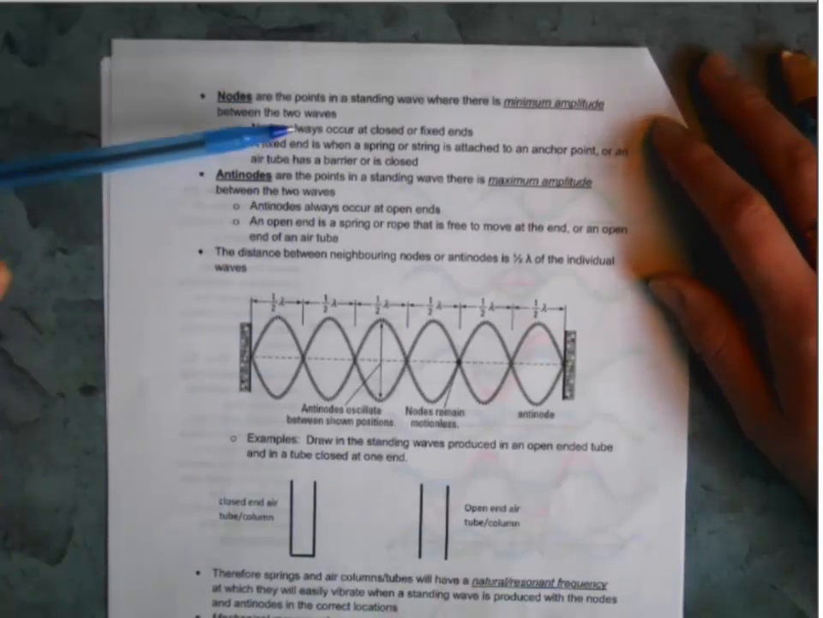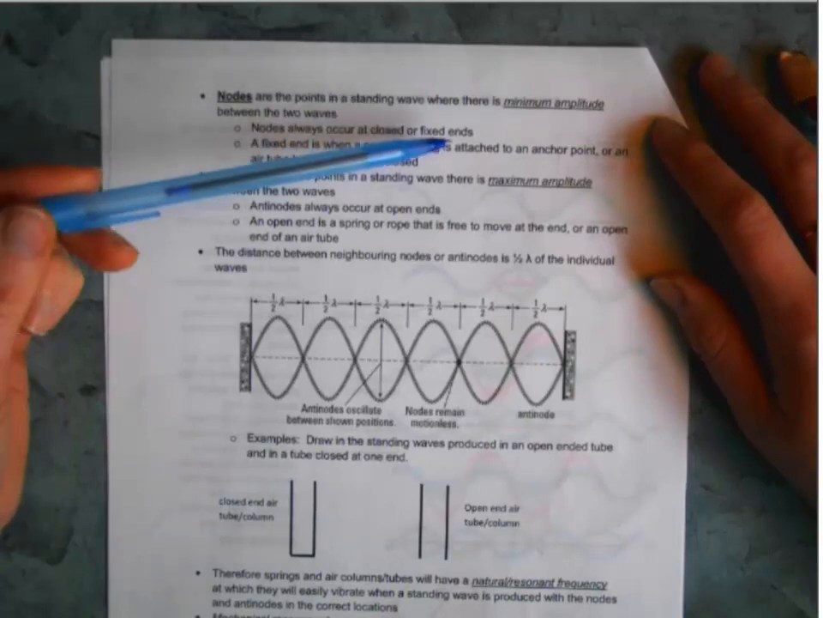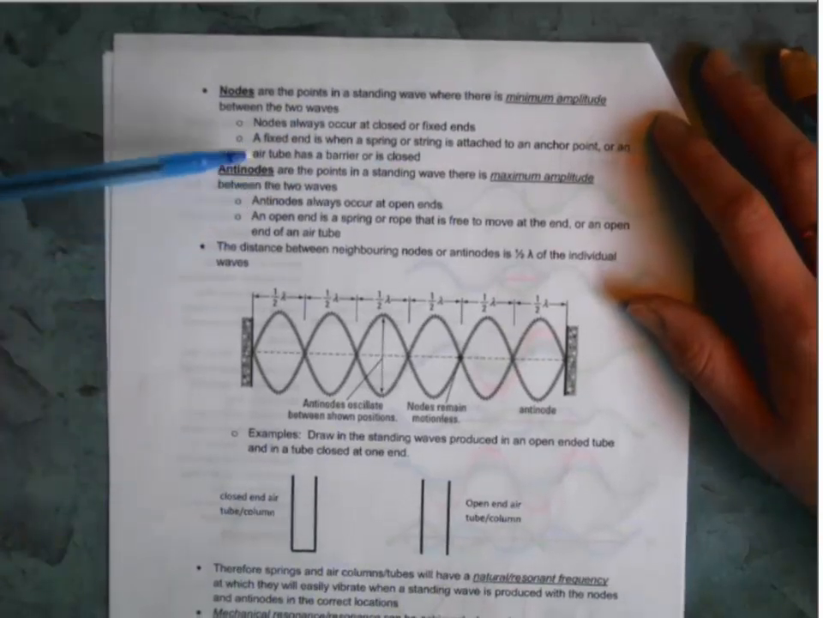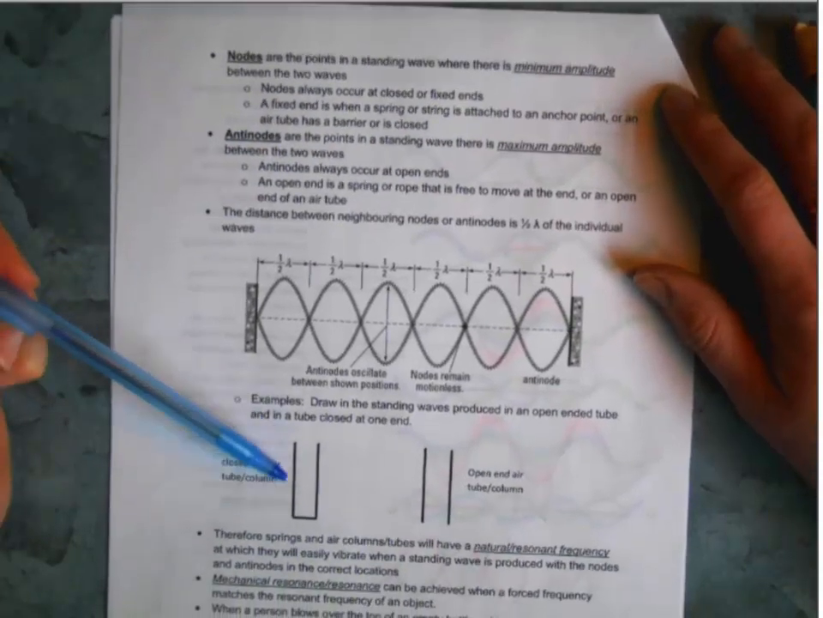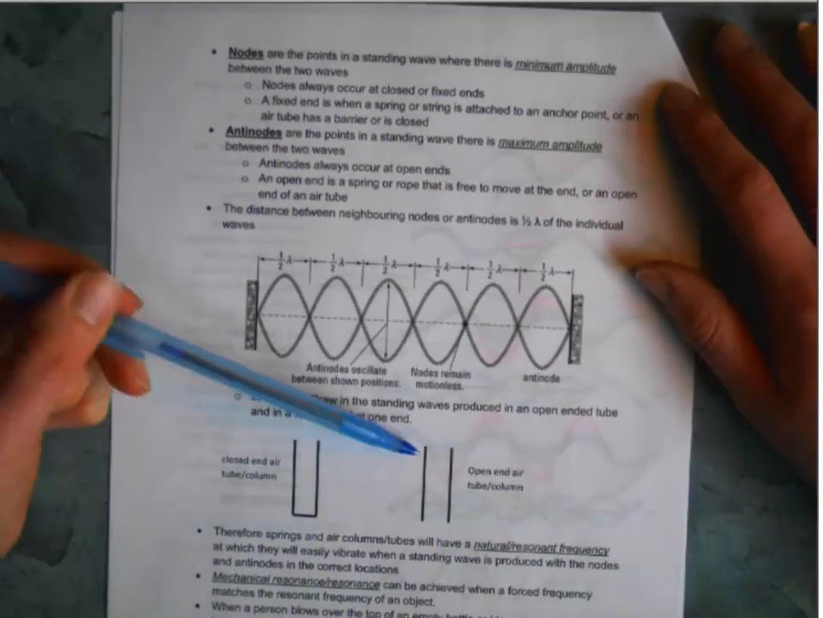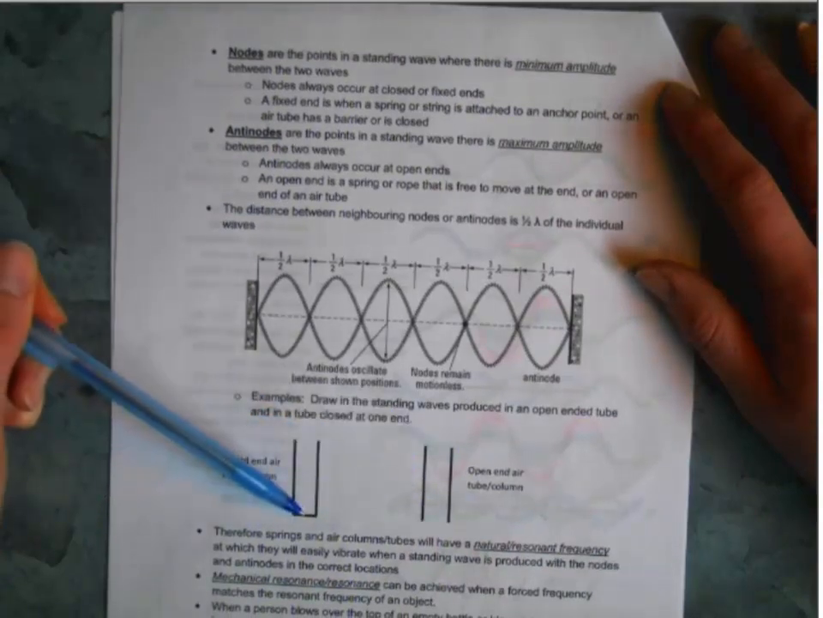So a fixed end is when a string or a spring is attached to an anchor point. The other time where we see these types of waves is in air columns. And so if we have a tube like this, if it was closed at one end or if it's open at both ends, with the closed one, we're going to see a node here at the closed end.